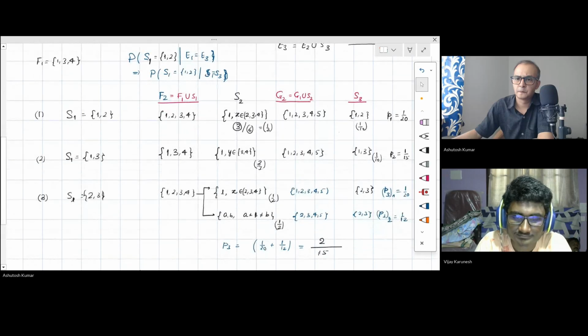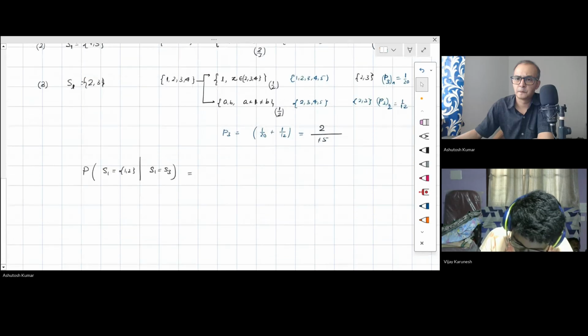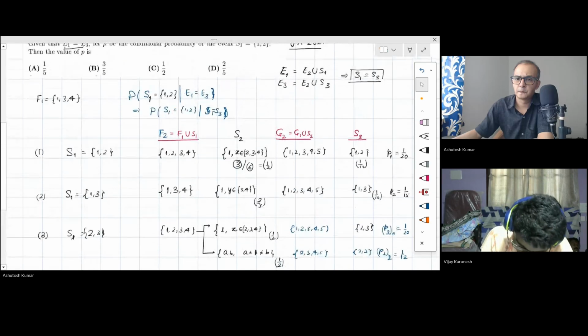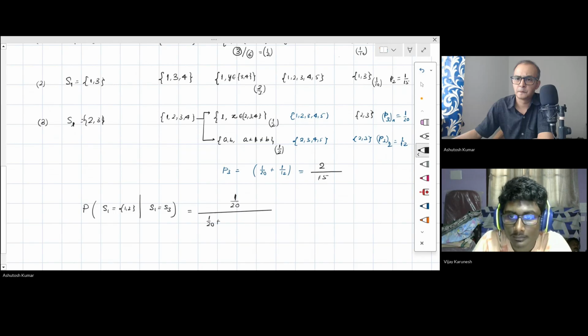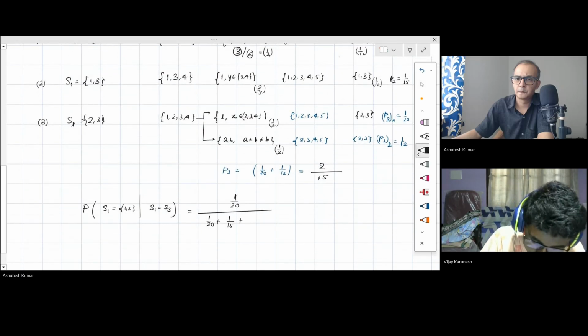This is the conditional probability. Now we are taking the part of it under what we call the new sample space. So we have cut the sample space in which S1 is equal to S3, and among that, I'm finding what is asked, correct? So here we get 1 by 20 on the top, divided by 1 by 20 plus 1 by 15 plus 2 by 15. Please find it.